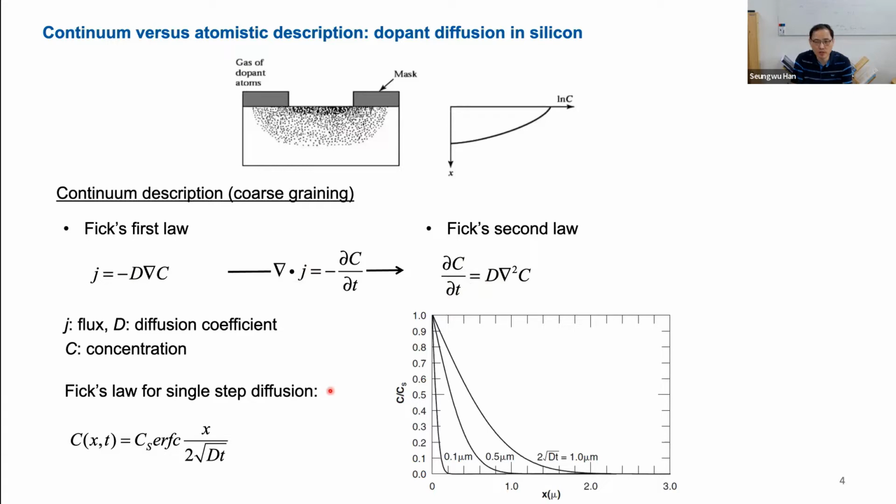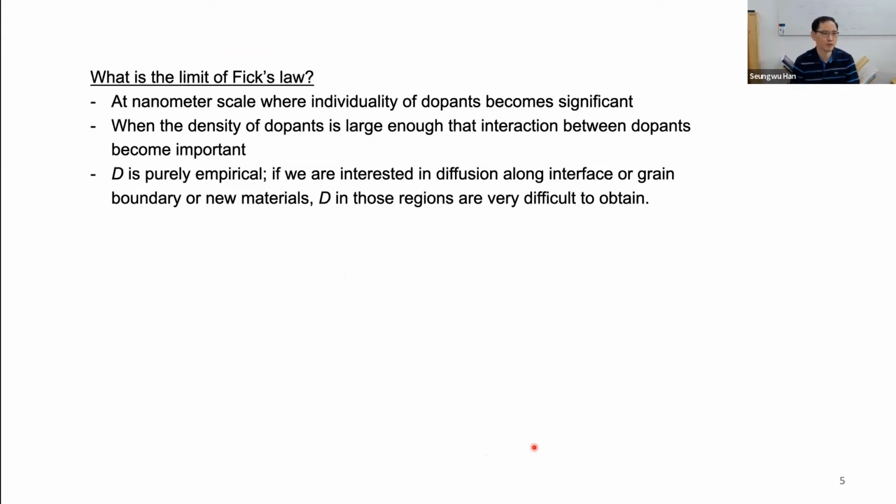In the case of single-step diffusion, we have an analytic solution that is made of the error function, and as a function of time we have this change in the concentration. So this is basically the continuum description. It's very powerful and describes very well the diffusion inside the material. But what are the limits of Fick's law?